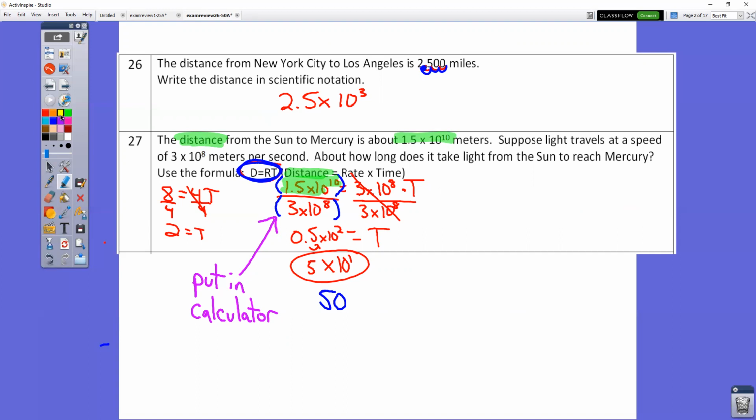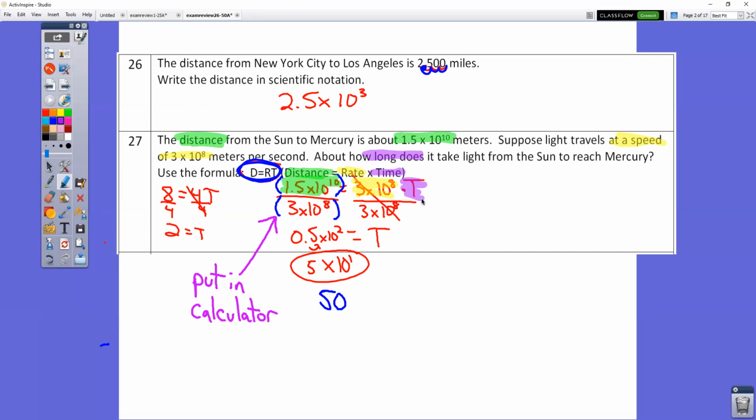It says that light travels at a speed. Speed is your rate. So 3 times 10 to the 8th is your rate. And then what you're looking for is the time. About how long does it take? So this is your time. So we have distance equals rate times time. Now we want to solve for the t.